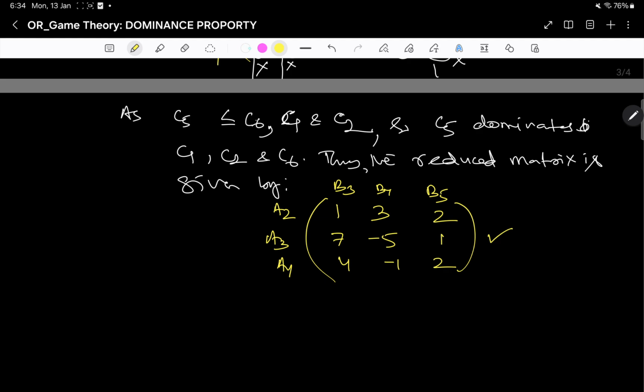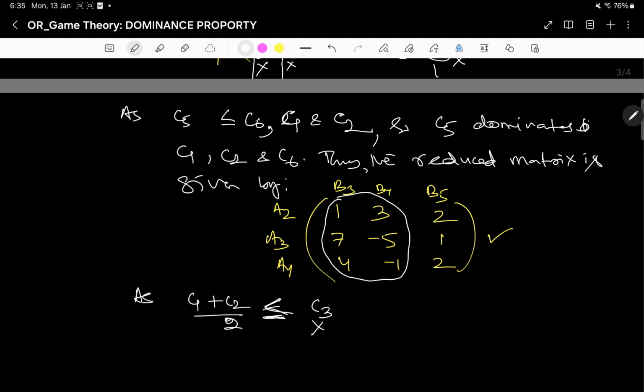Now you compare it. Here now, if you find the average of these two, as column 1 plus column 2 by 2, here it is 4 by 2, here it is 2, here it is 1.5. So it is smaller than your column 3, right? So column 3 is the larger column, it will be dominated. C3 is dominated. So this is, as I have told, the third property, convex combination. So C3 is dominated.